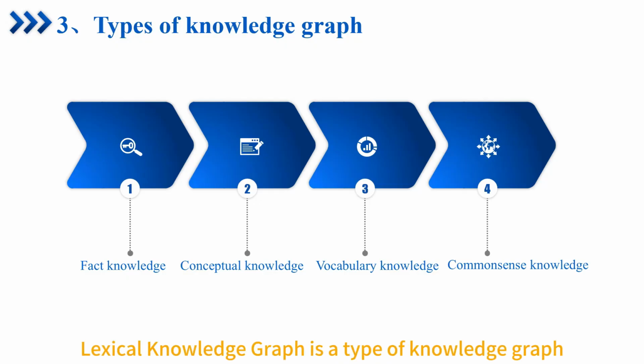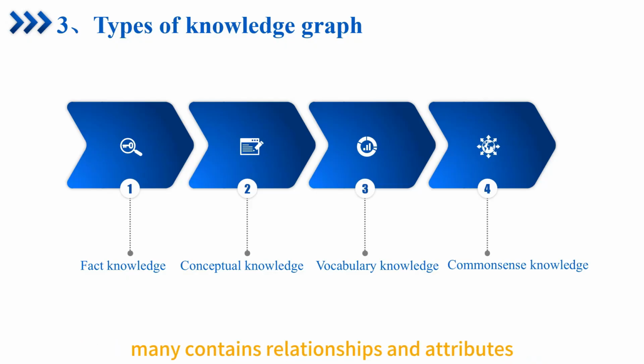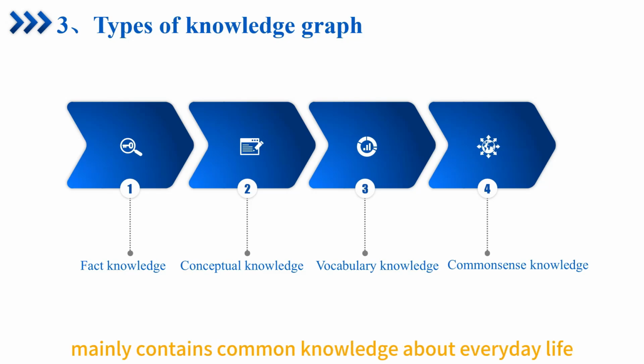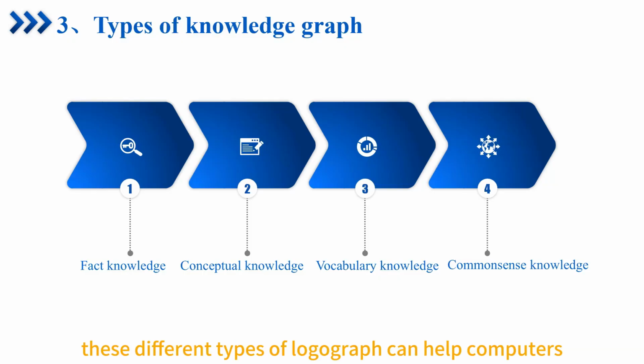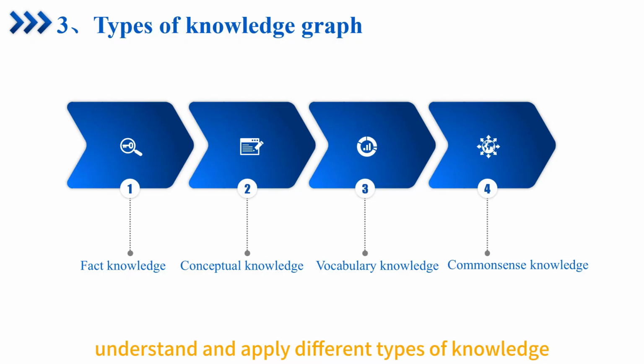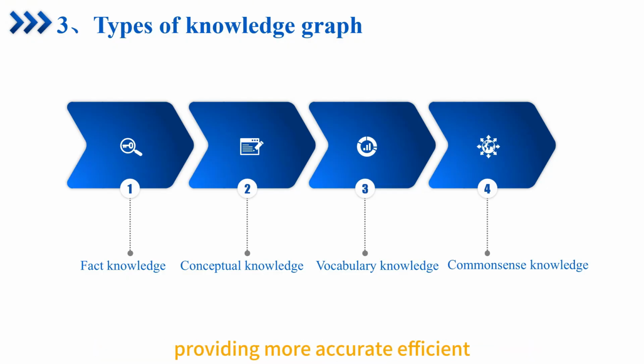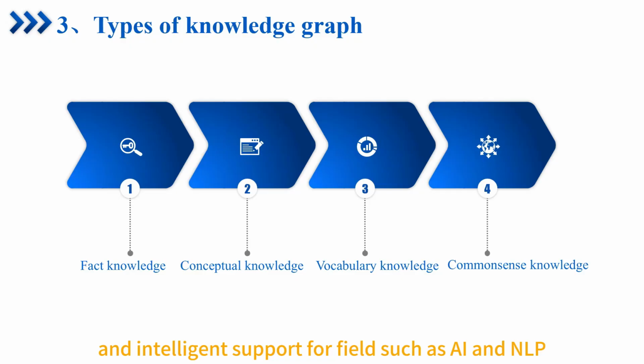A lexical knowledge graph is a type of knowledge graph that mainly contains relationships and attributes between words, such as synonyms, antonyms, and word roots. Examples include WordNet. A common sense knowledge graph mainly contains common knowledge about everyday life, such as common objects, habits, and rules. Examples include ConceptNet and CYC. These different types of knowledge graphs can help computers understand and apply different types of knowledge, providing more accurate, efficient, and intelligent support for fields such as AI and NLP.